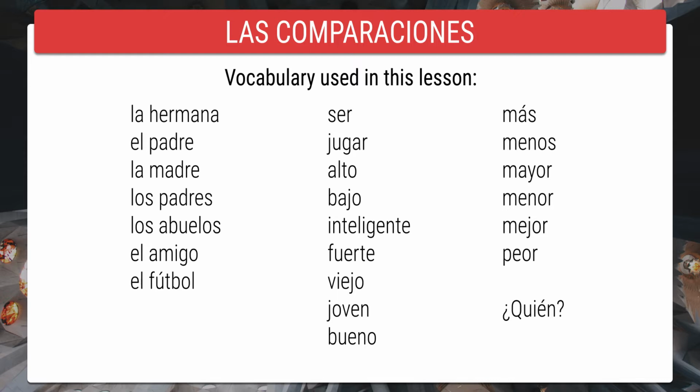Today we're talking about comparisons, specifically comparisons of inequality. So things like I am more intelligent than my dog. You can also talk about comparisons of equality, like I am as smart as my sister, but we'll cover that in a different lesson. Before we get started, these are the vocabulary terms that I'll be using throughout the video.